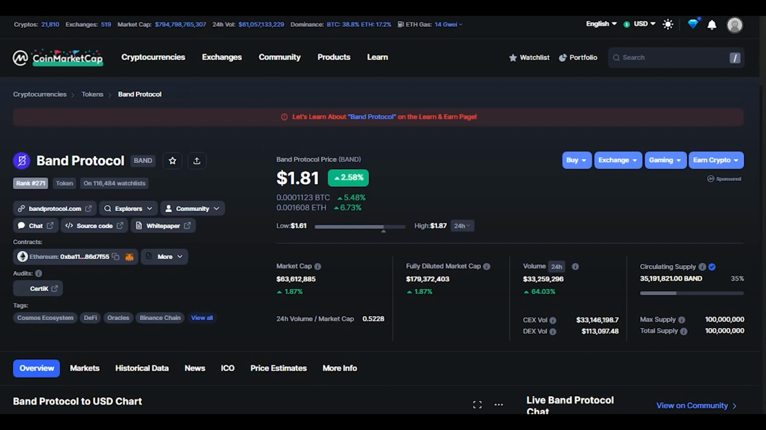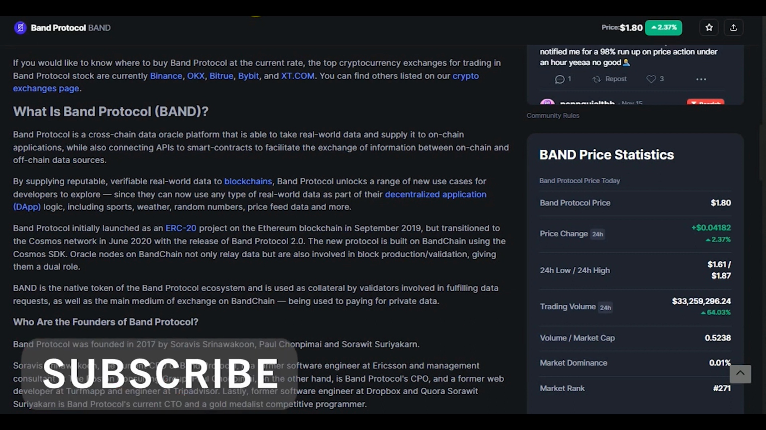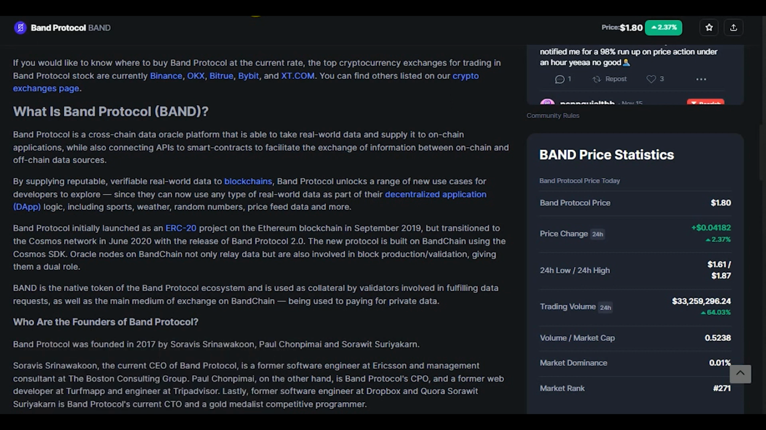So guys, what's the Band protocol? The Band protocol is a cross-chain data oracle platform that is able to take real-world data and supply it to an on-chain application, while also connecting apps to smart contracts to facilitate the exchange of information between on-chain and off-chain data sources. By supplying reputable, verifiable, real-world data to blockchains, Band protocol unlocks a range of new use cases for developers to explore, since they can now use any type of real-world data as part of their decentralized application (dApp) logic, including sports, weather, random numbers, price feed data, and more.